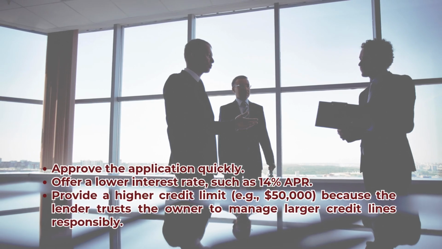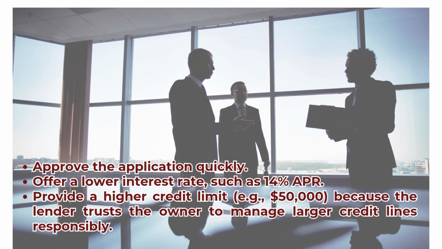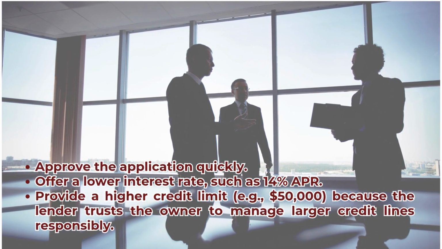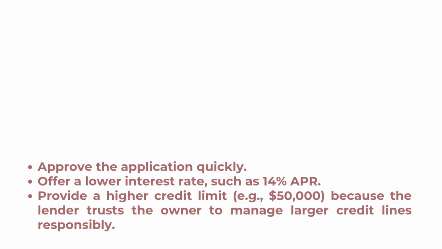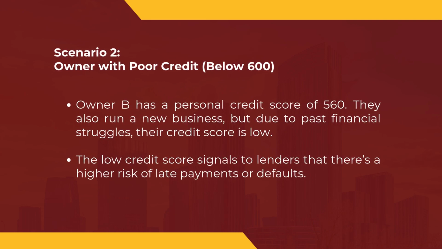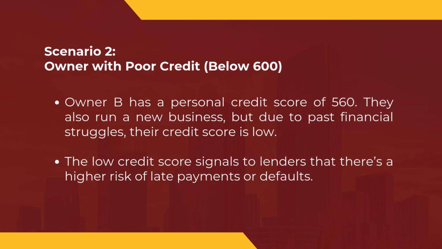As a result, the lender might approve the application quickly, offer a lower interest rate such as 14% annual percentage rate, or APR, and provide a higher credit limit like $50,000 because the lender trusts the owner to manage larger credit lines responsibly. For the second scenario, owner with poor credit score, or below 600.